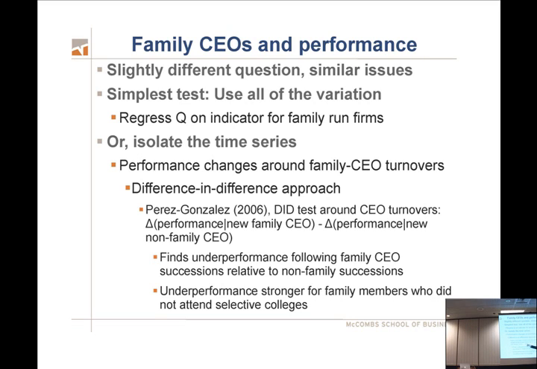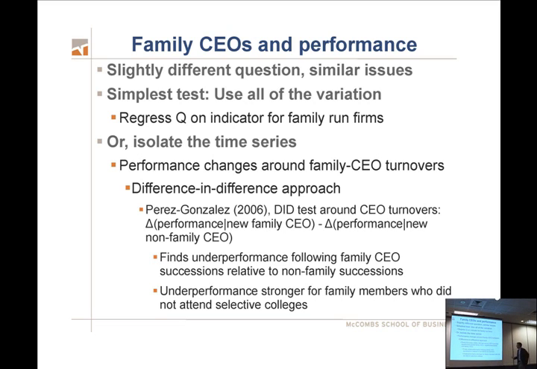Okay? So, one difference, the other difference. The difference in the two differences is his estimator. Okay? And why is he doing that? He's worried about the fact that performance could change around all CEO turnovers. Right? So it could be the case that any CEO comes in and affects performance, on average. Okay? So he's going to take the average performance change for ones who are not from the family, and take that away from the performance change from ones that come from within the family.